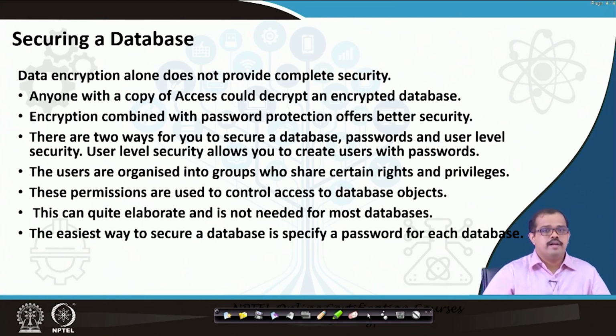There are two ways to secure your database: password and user-level security. User-level security allows you to create users with passwords. Only those users can access that particular database, with certain levels of information. The users are organized into groups who share certain rights and privileges. They can use only those privileges. They cannot have access to everything.